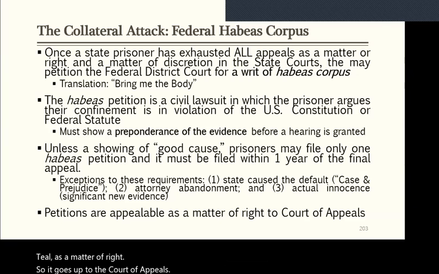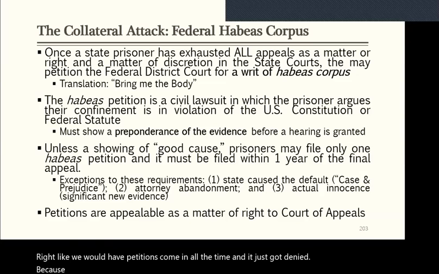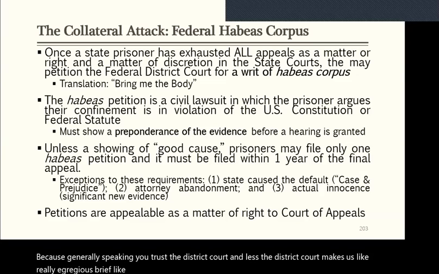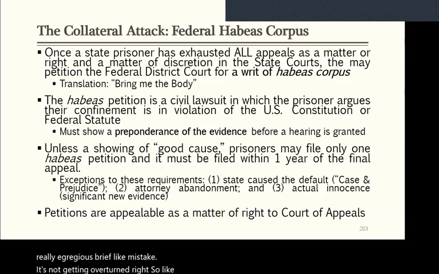And 99.99999% of the time, it's going to get denied, right? We would have petitions come in all the time, and they just got denied, because generally speaking, you trust the district court, and unless the district court makes a really egregious mistake, it's not getting overturned. So for the most part, it does end at the federal district level. It can be overturned, it does happen occasionally, but generally it doesn't, right?